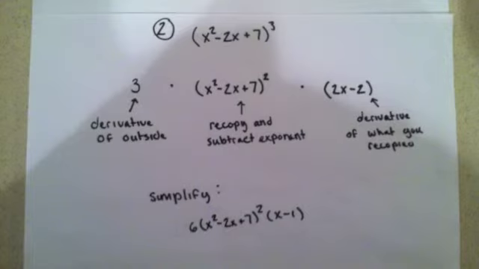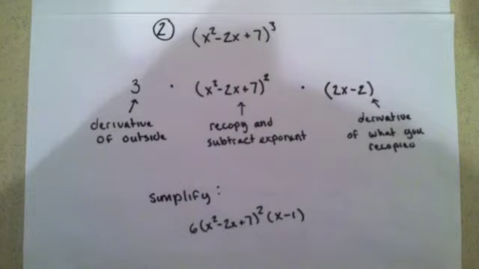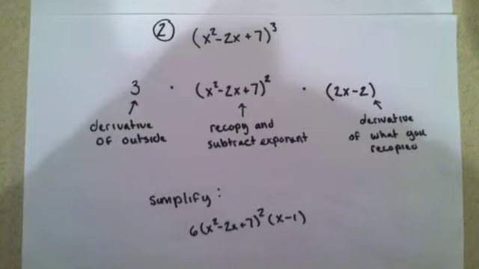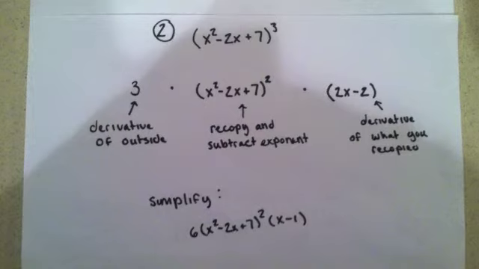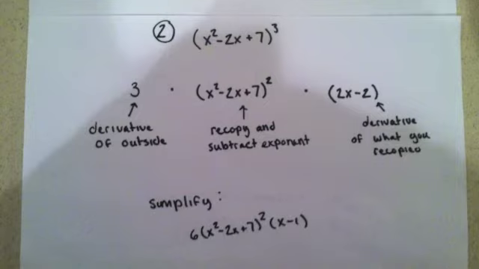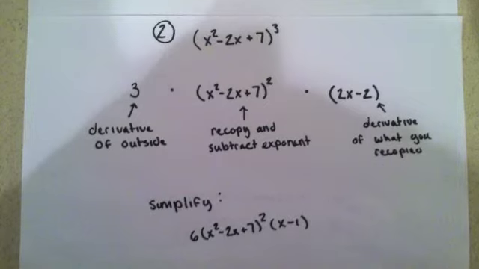Alright, example 2. x squared minus 2x plus 7, cubed. So we're going to bring that exponent down, and it's going to go in front, and then we're going to subtract from that exponent and recopy the function inside of that, which is x squared minus 2x plus 7. Then we're going to take the derivative of what we recopied, which is 2x minus 2. After that, you can just simplify and you'll get your answer: 6 times x squared minus 2x plus 7, squared, times x minus 1.